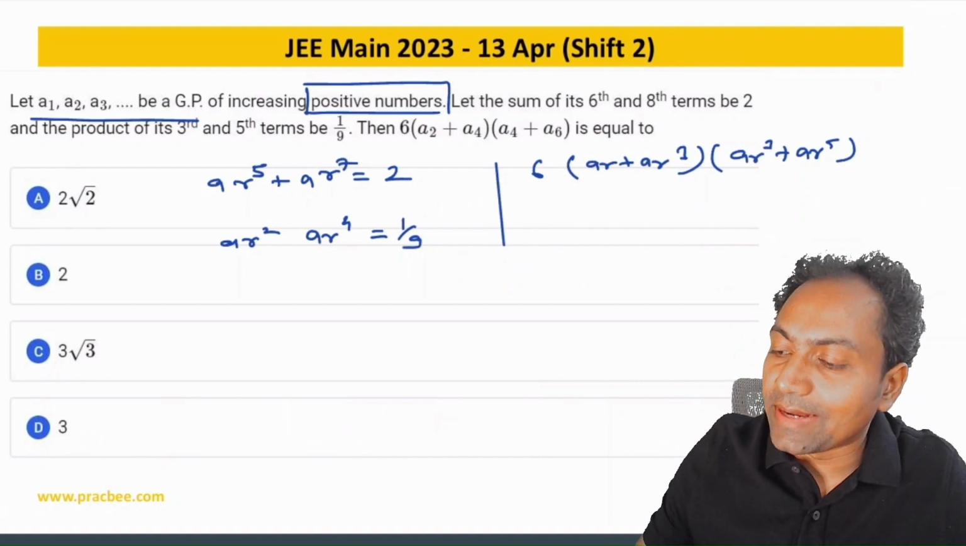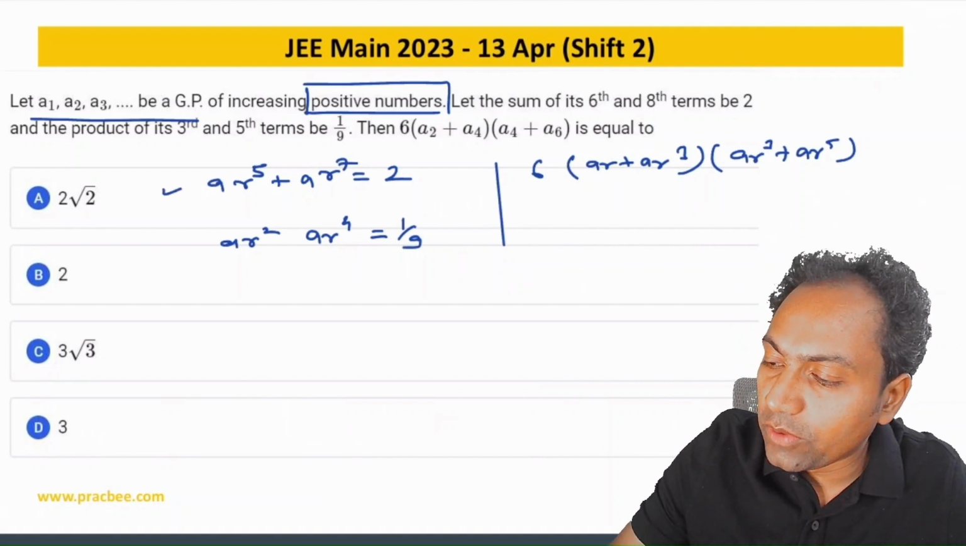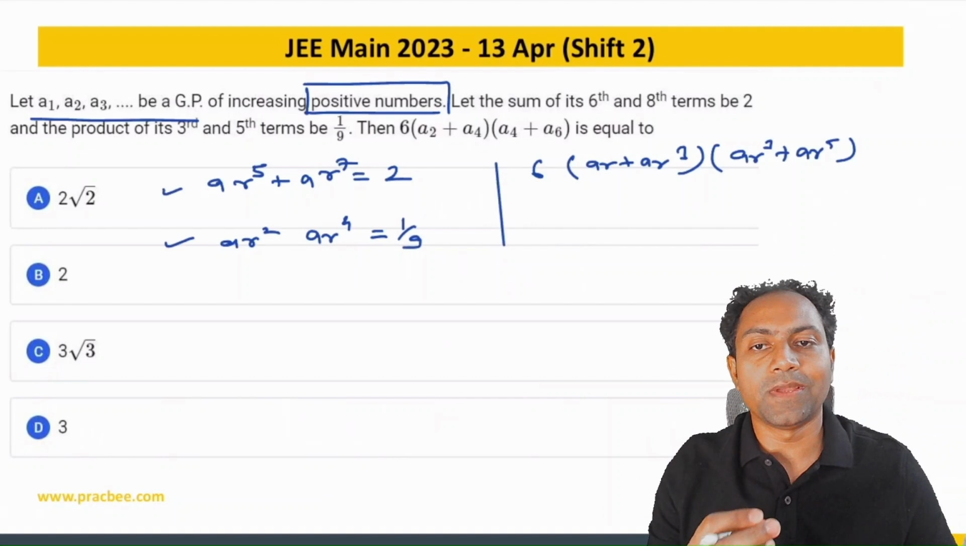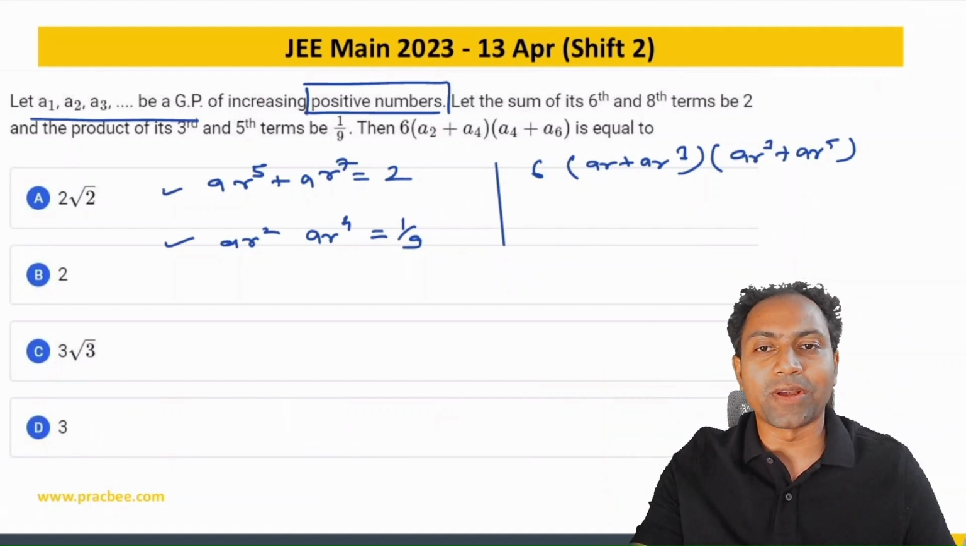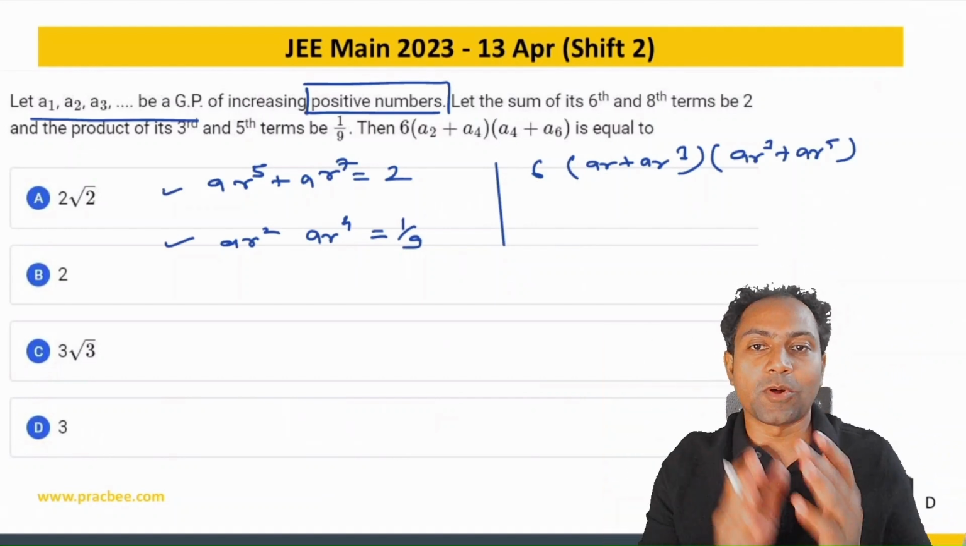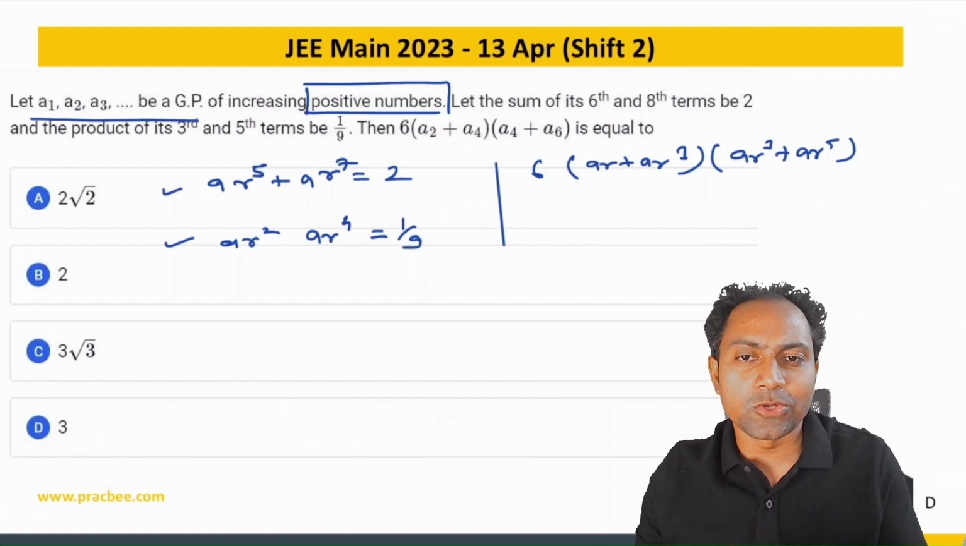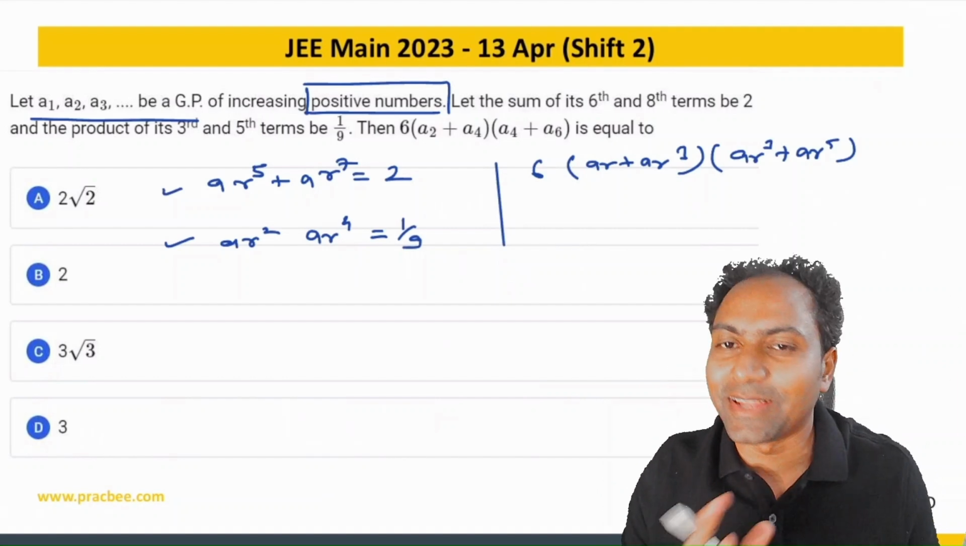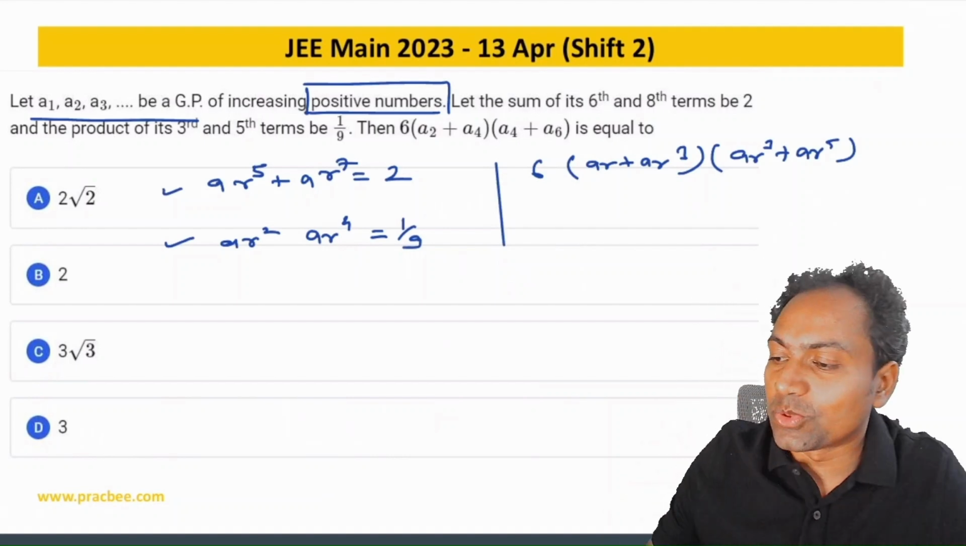Once I do that, now what you can see is we have two equations, and in any equation of GP, like in AP, A and D were important. Here A and R are important. So if you are somehow able to find the first term and the common ratio, then you can get any kind of information regarding a GP. So let us try and figure those two things out.